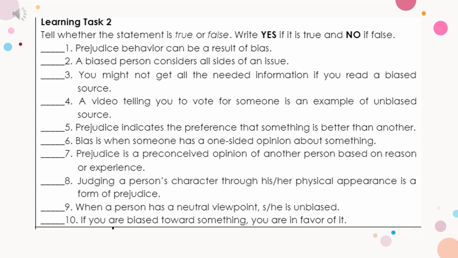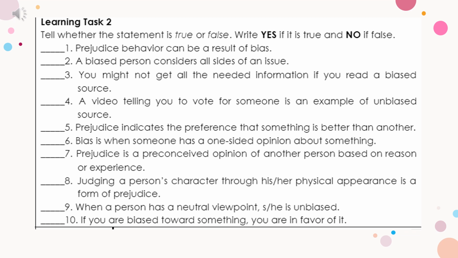Number 4. A video telling you to vote for someone is an example of an unbiased source. It's no. Number 5. Prejudice indicates the preference that something is better than another. Number 5 is yes. Number 6. Bias is when someone has a one-sided opinion about something. Number 6 is yes.